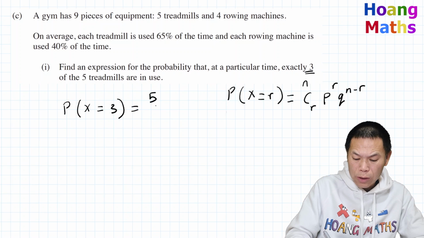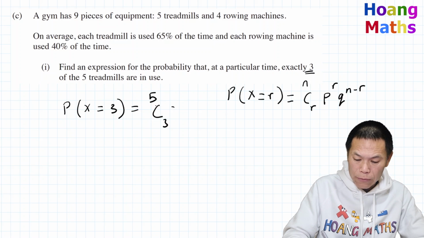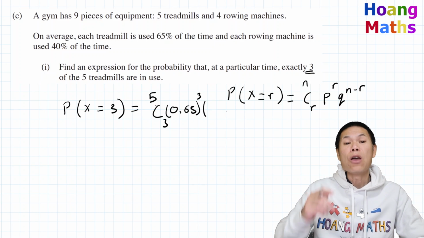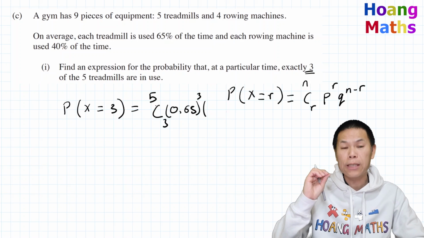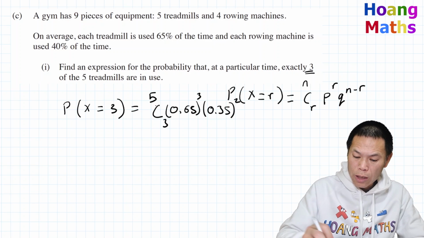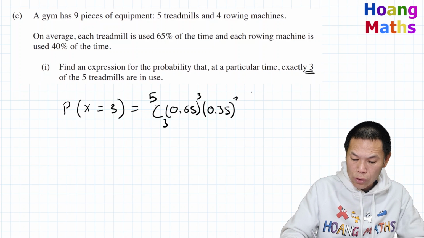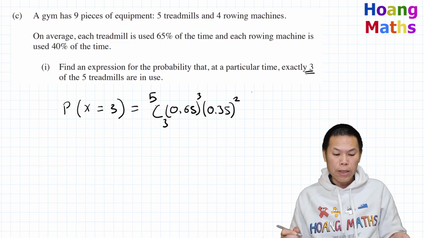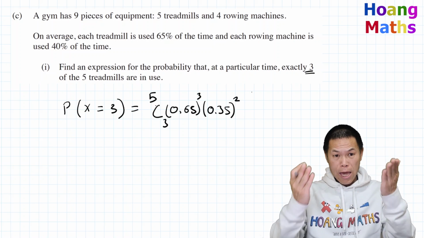So that will give me, we have 5 treadmills and 5C3, and the probability is 0.65. So 0.65, and then we power 3. And then 1 minus 0.65 will give me q. So 1 minus 0.65 is 0.35. And we power of 2. So let me just clear this. So that is 2. So now that's a probability, and we just need to write an expression for this. So that is the answer.